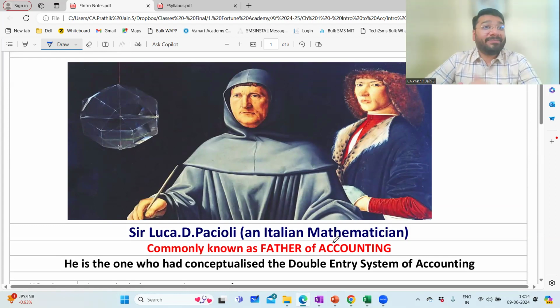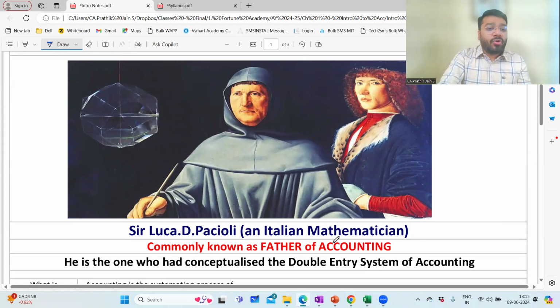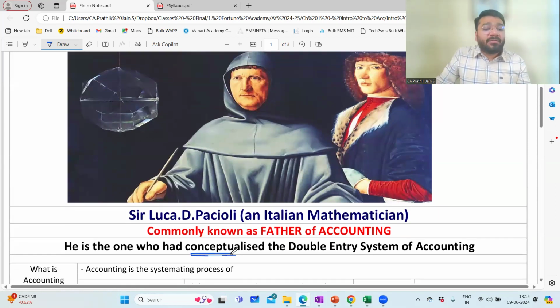Don't forget this gentleman. If somebody asks you, who is the father of accounting? Sir Luca di Pacioli. So what has accounting got to do with a mathematician? Accounting is a branch out of mathematics. Mathematics is the base. From there, we have taken a separate branch called accounting. And he's the person who conceptualized the double entry system of accounting.